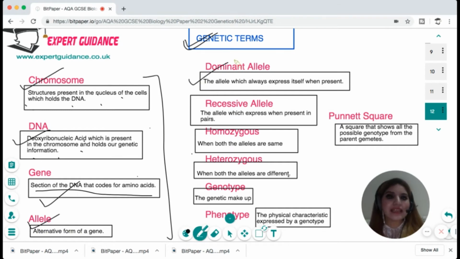A dominant allele is an allele which is always expressed when present. A recessive allele is an allele which is expressed only when present in pairs. Homozygous is when both the alleles are the same. Heterozygous is when both are different. Genotype is the genetic makeup. Phenotype is the physical characteristics expressed by a genotype. A Punnett square is a square that shows the possible genotypes from the parent gametes.